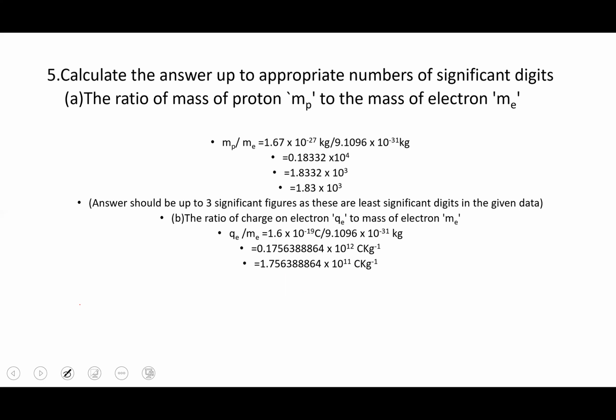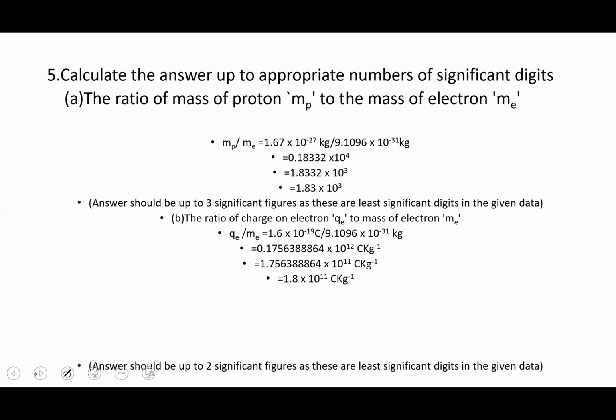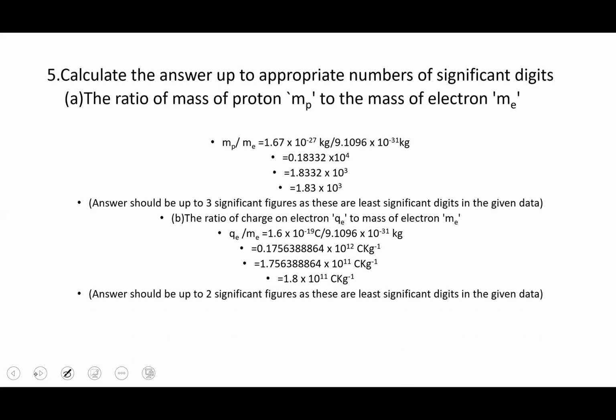So let us write it down clearly. It will be 1.8 times 10 to the power 11 coulomb per kilogram. This is our required answer for this one. And the reason for this is that the answer should be up to 2 significant figures, as these are the least significant digits in the given data.